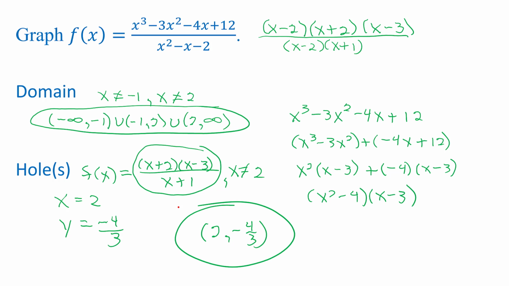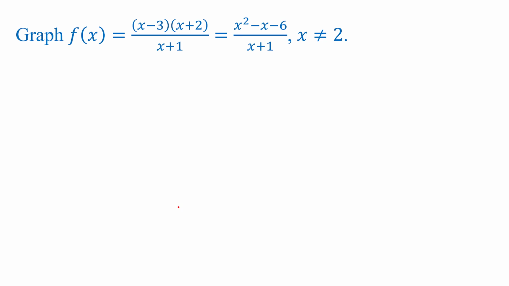All right, moving on. Now we're going to leave our function rewritten like so. I'm going to show both the factored form here, x minus 3 times x plus 2 over x plus 1, and the expanded version, x squared minus x minus 6 over x plus 1. Different things that we're trying to find here work better for one of those two different versions.